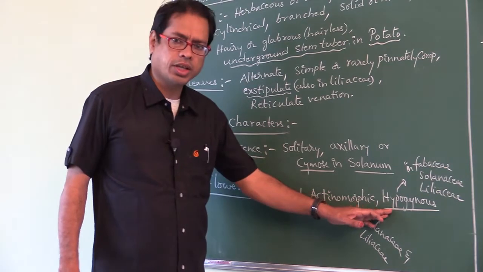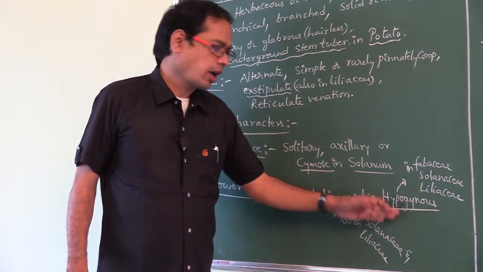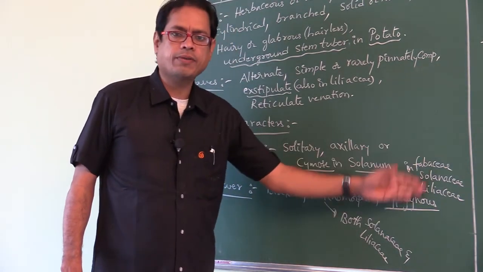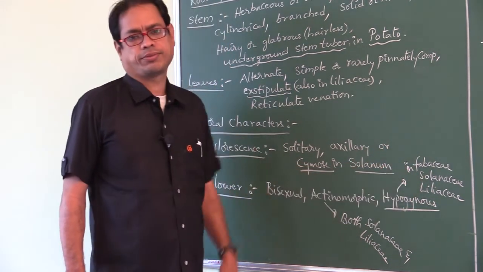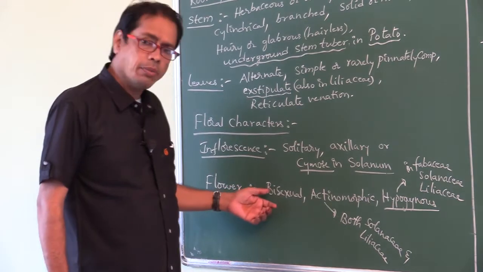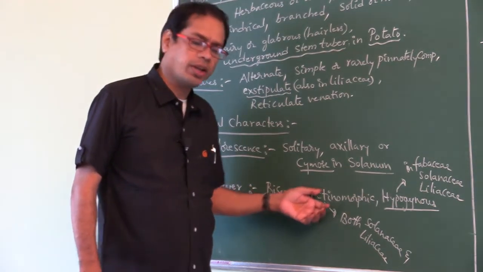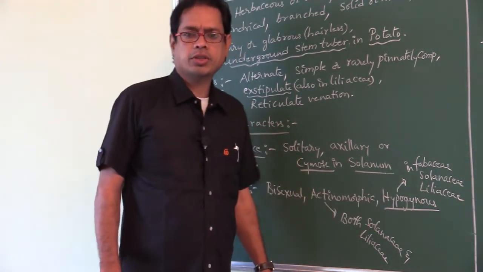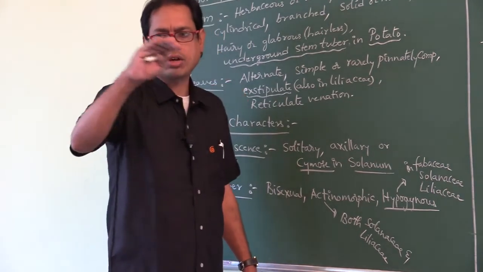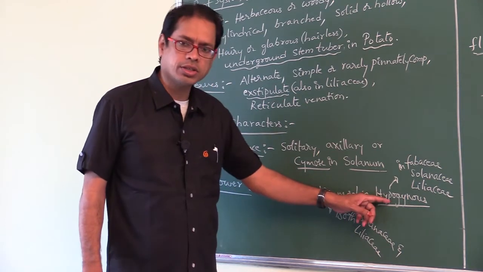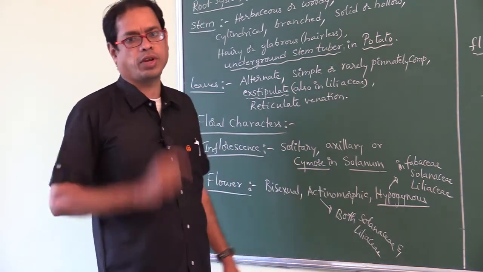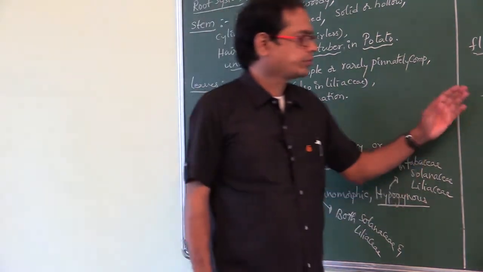What type of flowers? Hypogynous. The hypogynous condition is found in all three families: Fabaceae, Solanaceae, Liliaceae. So that is bisexual, actinomorphic, hypogynous. Hypogynous means the thalamus is convex or conical in shape. What type of ovary do you find in hypogynous? That is superior ovary. Right.